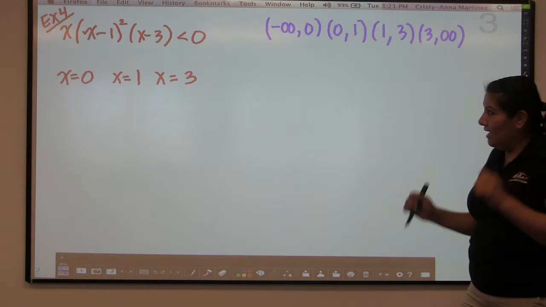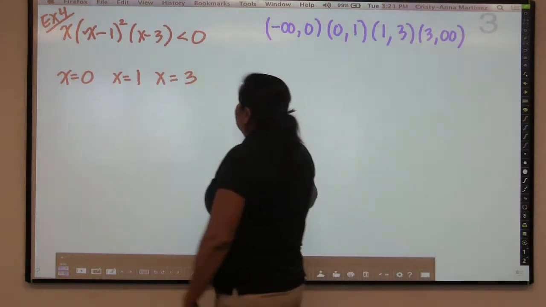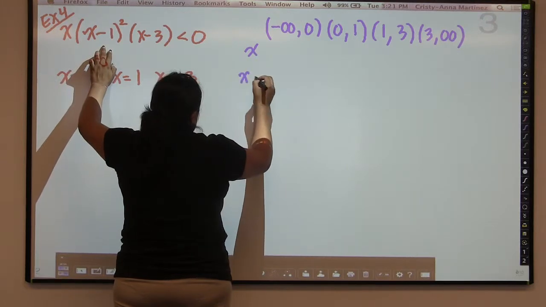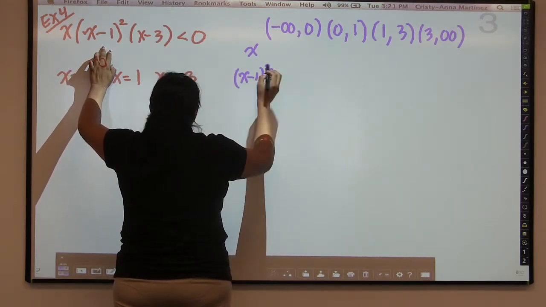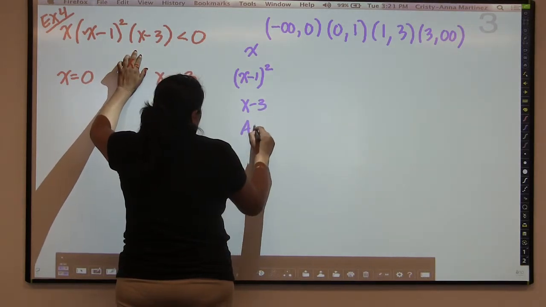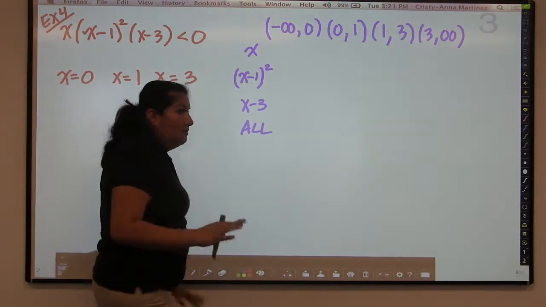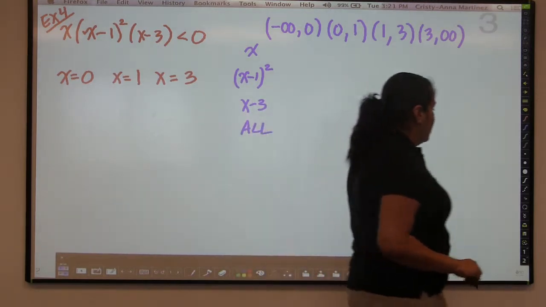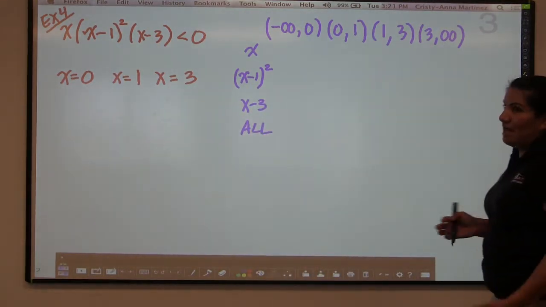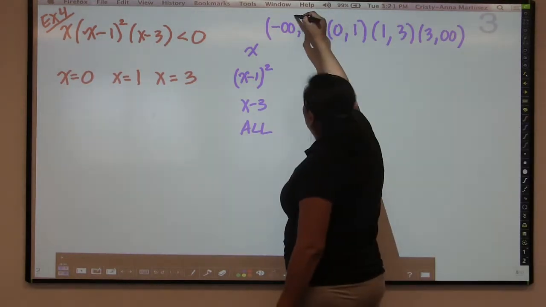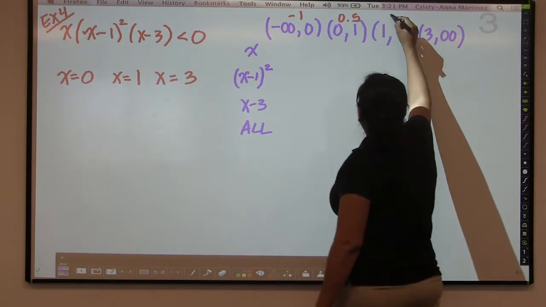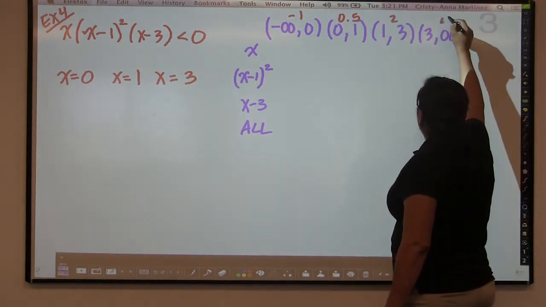Okay, lucky us, yay. Then we're going to put all of our factors. We're going to put x, x minus 1 squared, and x minus 3. And then we're going to put the combined result. Who are our representatives? You can't pick 0. So over here we're going to pick -1. Here we're going to pick 0.5. Here we'll pick 2 and 4.